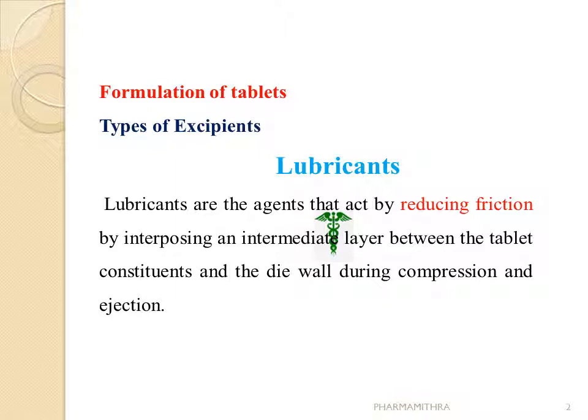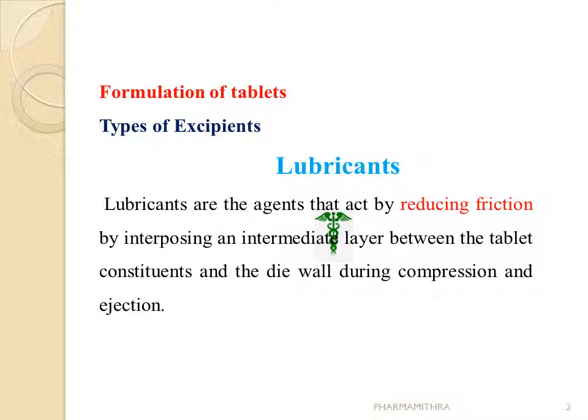First of all, what is a lubricant? Lubricants are simply agents used to reduce friction. They are mainly used in tablets to reduce the friction between the constituents and the die, during compression as well as ejection. So lubricants are added simply to reduce friction.